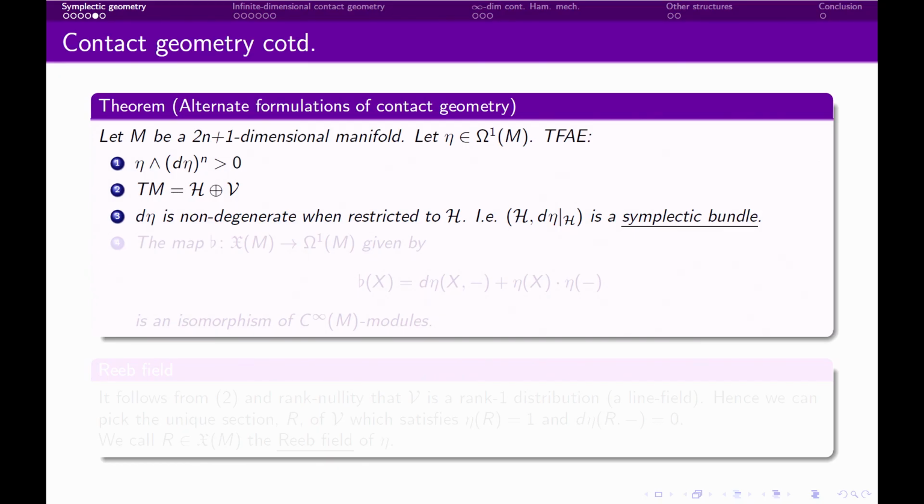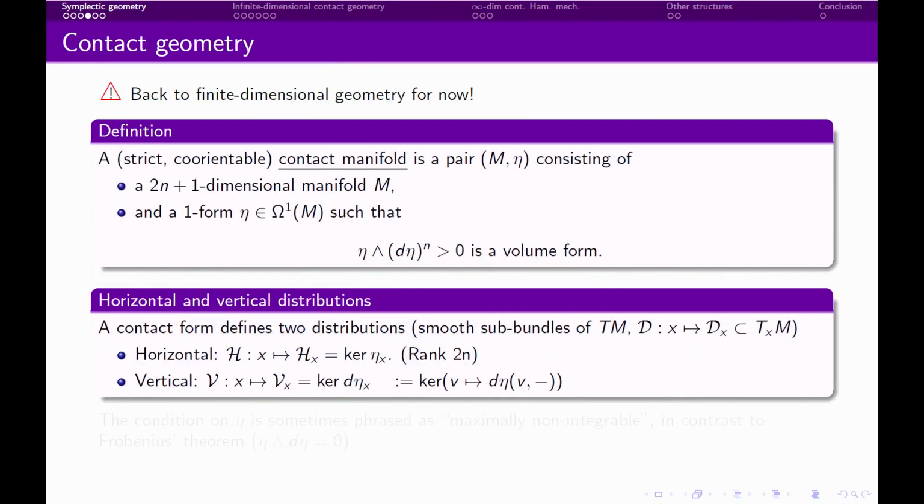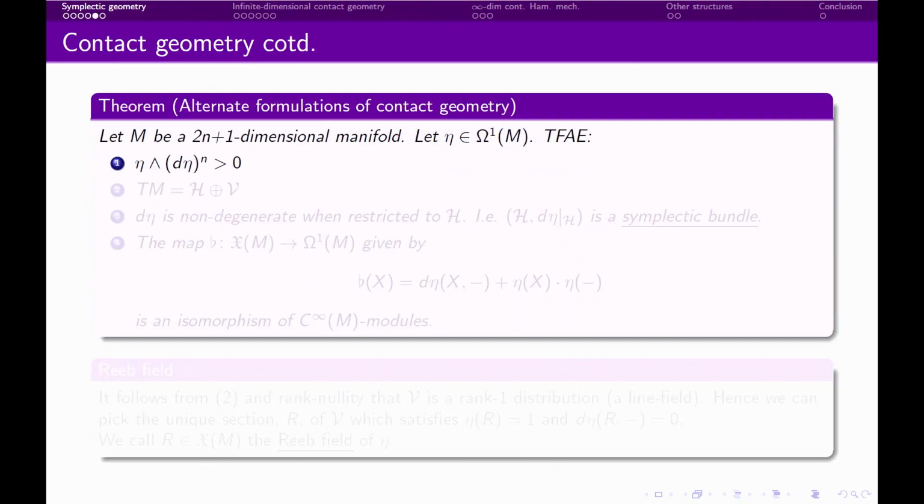Did you say anything about the ranks of H and V? Oh, I should have mentioned, H automatically has co-rank 1, because it's the kernel of a map into R. And so you need TM to split into something of rank 2n and something of co-rank 1, right? Yeah, exactly. And that's what makes the manifold necessarily odd dimensional, at least in the finite case. And H needs to be maximally non-integrable.